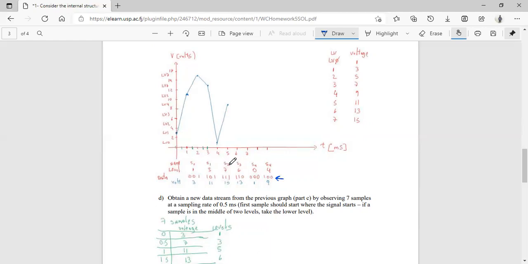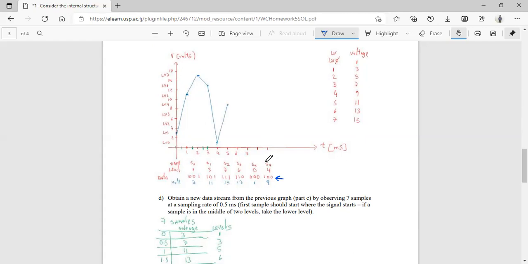The next one will be at level number 7, at t is equal to 2 milliseconds. This is t is equal to 0, this is 1, and this is t is equal to 2 milliseconds. Again, this value represents level 7, and the voltage value will be 15 volts. Level 7 falls between 14 and 18, so in between is 15 volts. That is where we plot our points. Likewise, we do it for the others, and we'll get a graph like this.